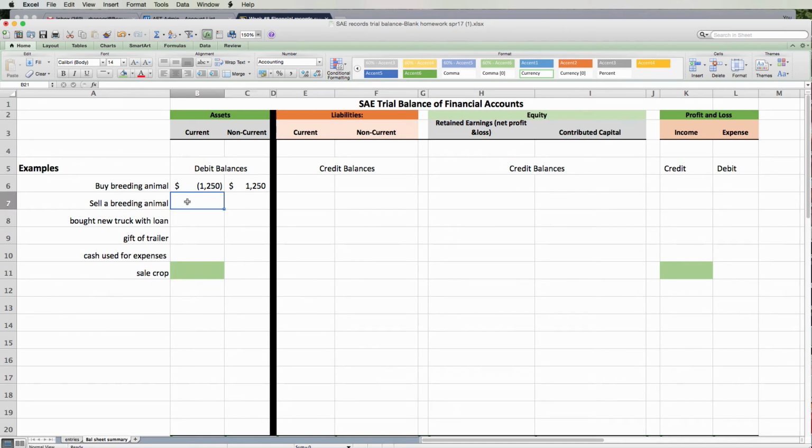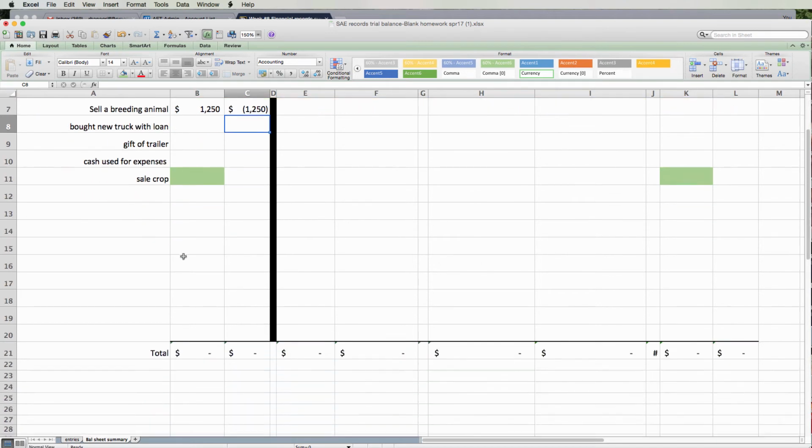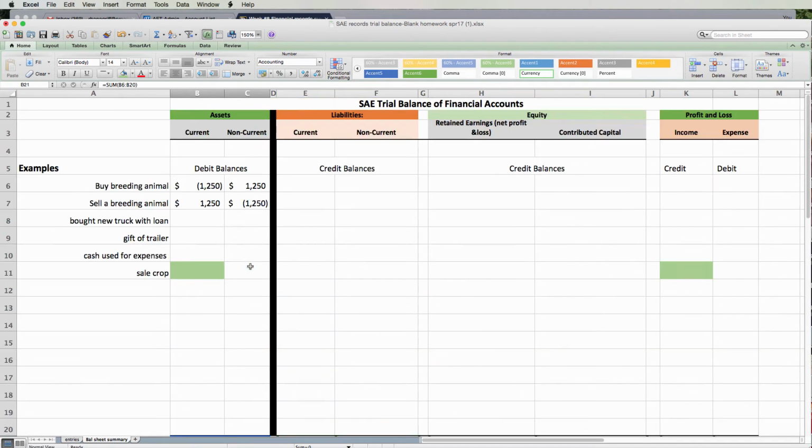Now, what about if I sold that breeding animal, let's say for the same money? If I sold that breeding animal, then I got $1,250 back in my bank account, but that asset, the $1,250 asset, has to have a credit to it now to take it out. So that's where the negative would come from. And again, I am now completely still in balance, 0 and 0.